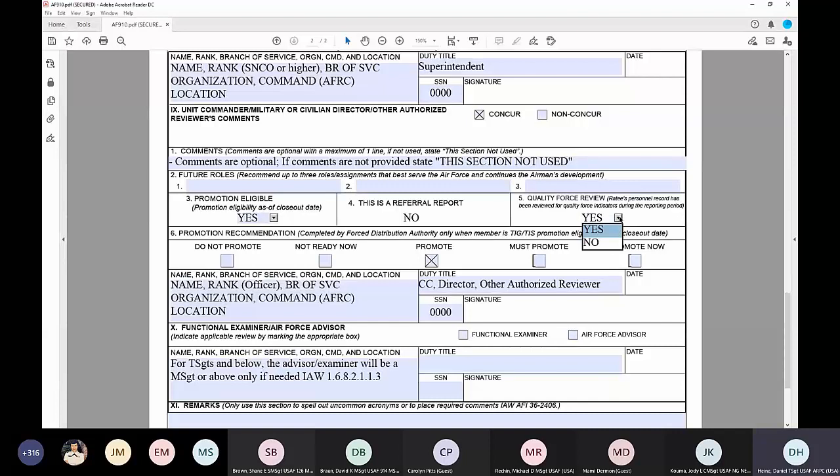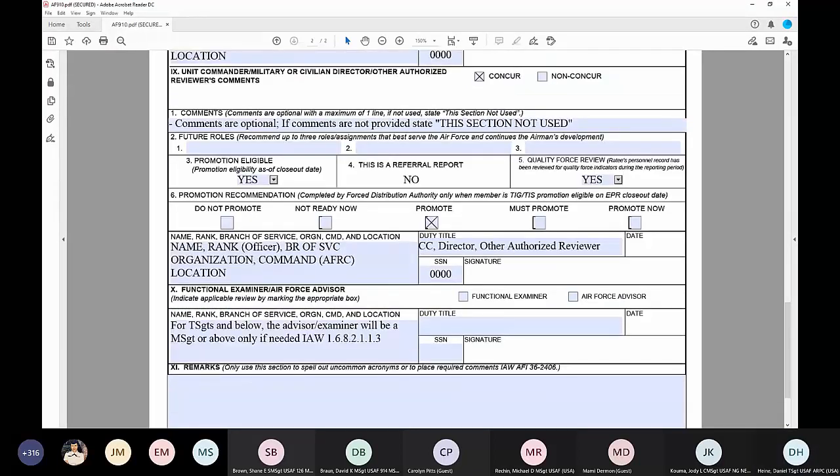Sometimes it's a superintendent, but they should be reviewing every single member's records prior to completing the report. So this is why it should be yes every single time. If the member is not promotion eligible, they should not be filling out a promotion recommendation. So this should be left blank if the member is not promotion eligible. So yes, they have to receive a recommendation. No, they cannot receive a recommendation.